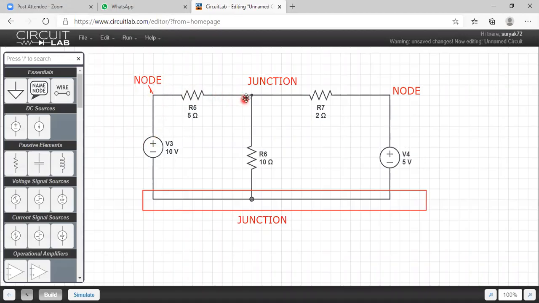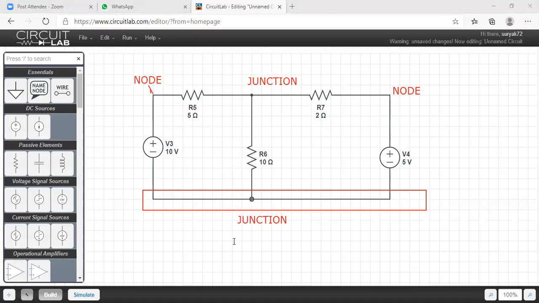But coming to this one, here three elements came. So with three or more elements, it is a junction, and it is also a node, but I'm writing it as a junction. And again here two elements came, so it is a node. But here, all these points have the same potential and three wires are coming together, so it is a junction.